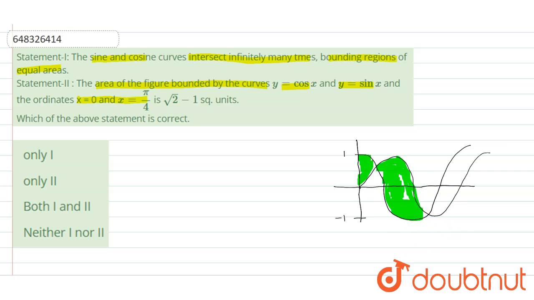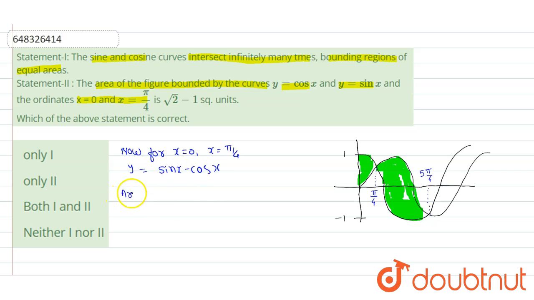Now see here. Here is point 0. This point of intersection is pi by 4 and this is 5 pi by 4. First we find the area for x equals 0 to x equals pi by 4. Since sin x and cos x intersect, we take y equal to sin x minus cos x.